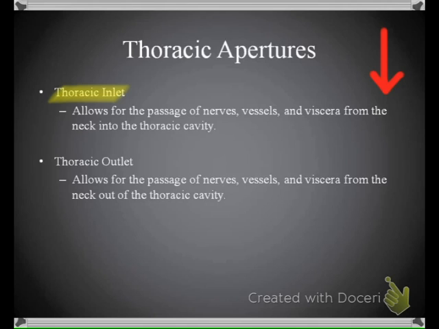We also have the thoracic outlet, and it allows for the passage of nerves, vessels, and viscera from the neck out of the thoracic cavity. Basically it allows things to exit out of the thoracic cavity, and we'll see that the thoracic inlet is very tiny, and the thoracic outlet is very large. And so that's why we have this type of appearance to the rib cage, more flared at the bottom than at the top.